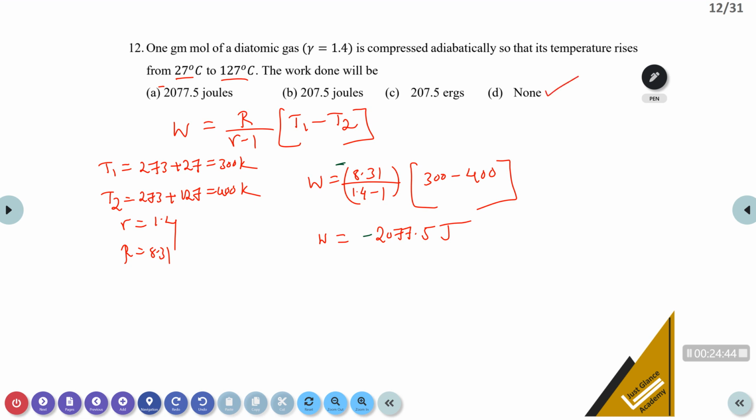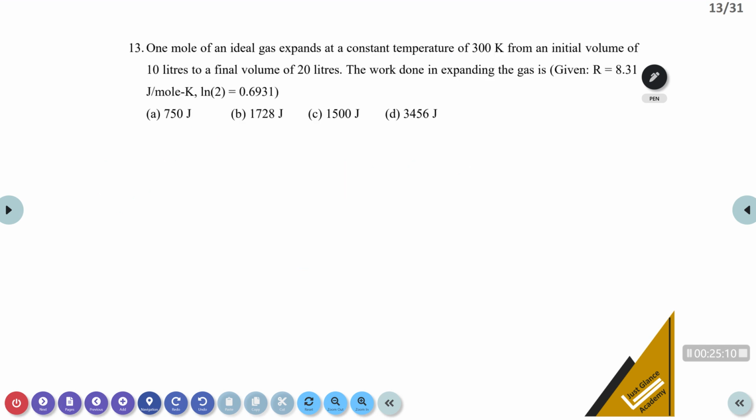Of course, in the question paper, 1 diatomic gas is compressed. You say compressed, compressed means the work is done on the gas. It is supposed to be the minus sign. I think in the question paper, problem number 12, the minus sign is missing. So that this is the right choice. Okay. Next, 13th one.